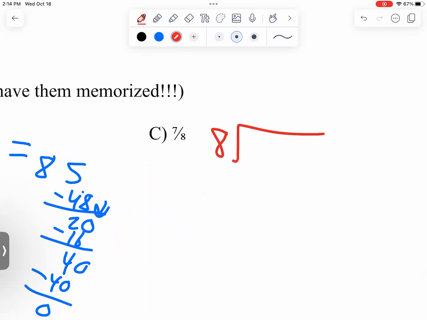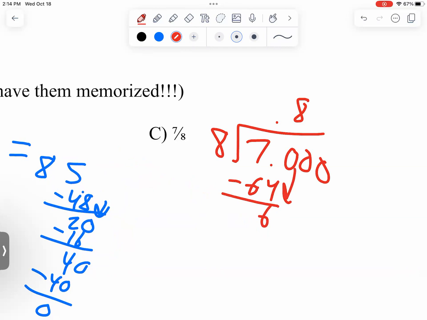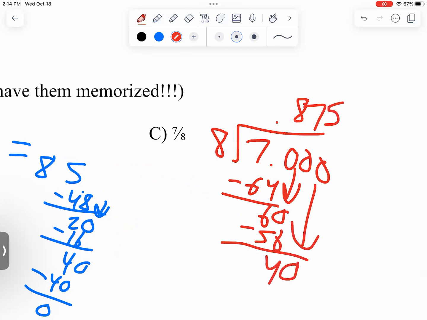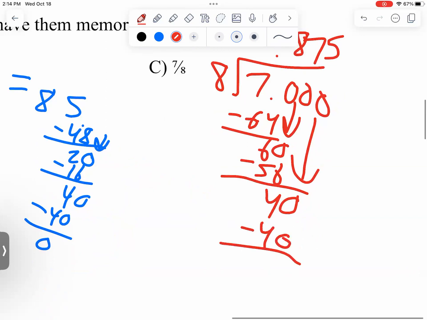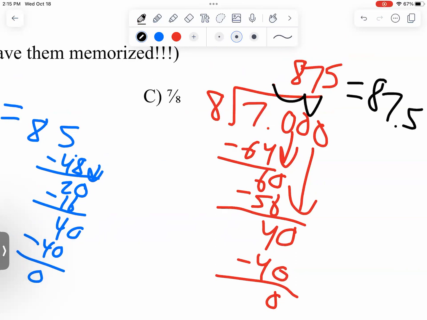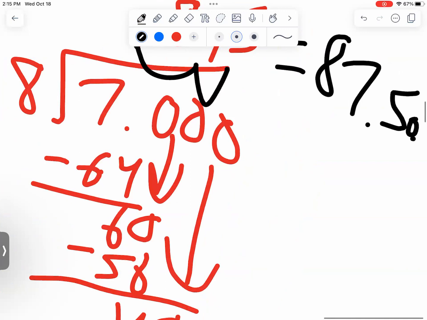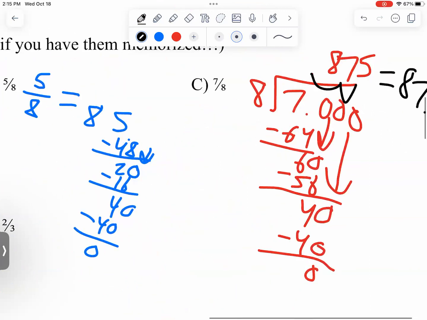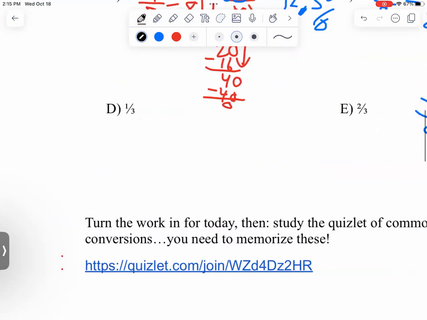7/8. So 8 into 7. 8 times 8 is 64. 8 times 7 is 56. And 8 times 5 is 40. Okay, so now we have 0.875 is our decimal. Move it over 2 to make it a percent. So we have 87.5. And I need a percent sign. I'm out of space. 87.5%. All right, now 1/3 and 2/3.